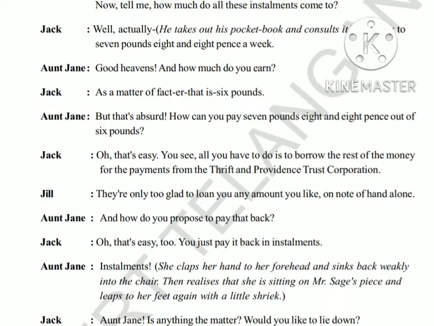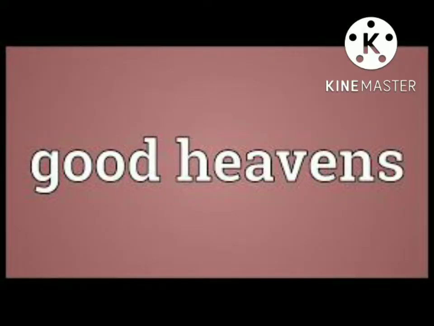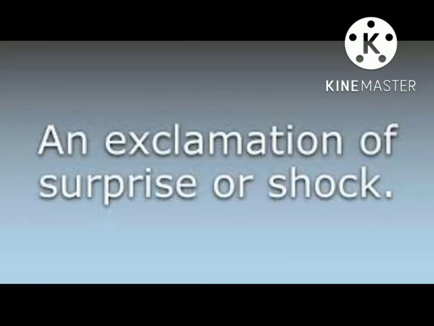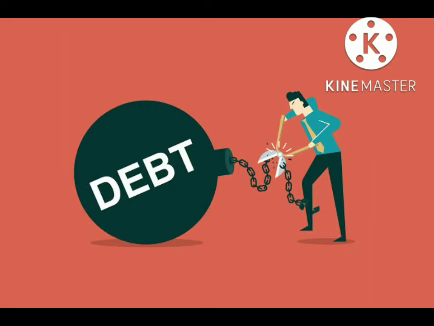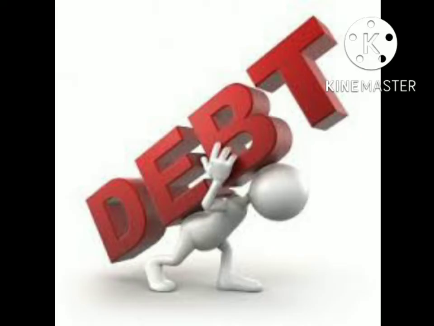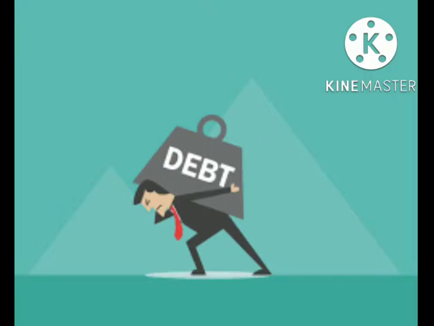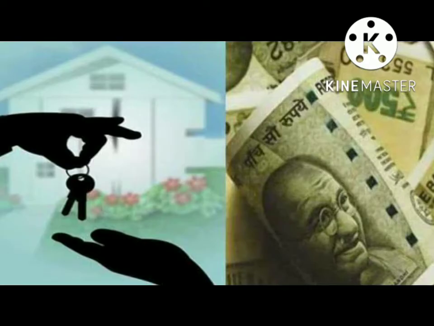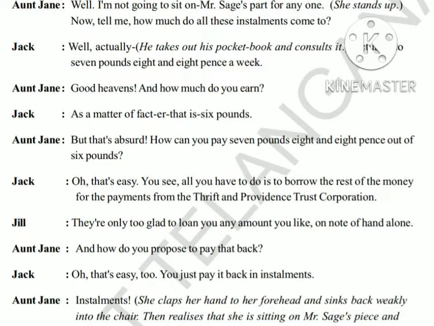So here, good heavens is actually a good phrase for expressing some surprise. Actually, they are planning to take loans, and on loans there is interest. All this will come as a burden, but they are not thinking about that in the future. They planned to buy all the things, take loans, and slowly pay back. Such a lifestyle Jack and Jill have.